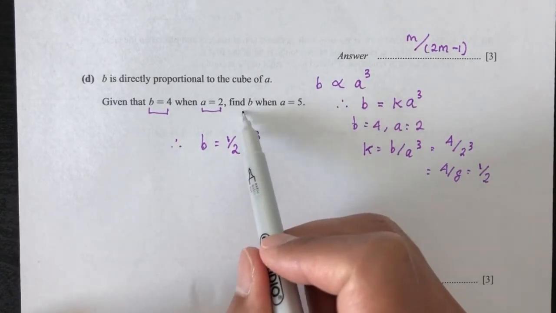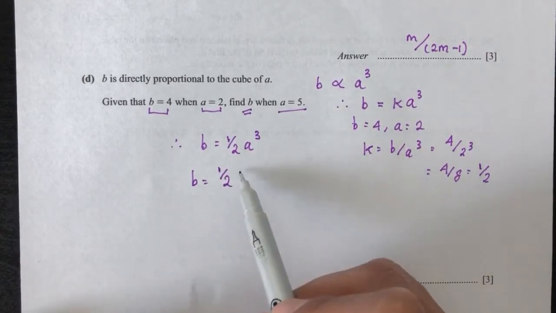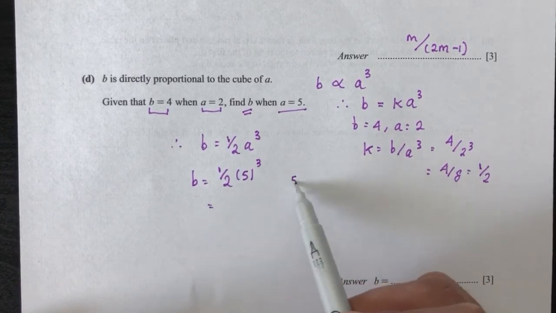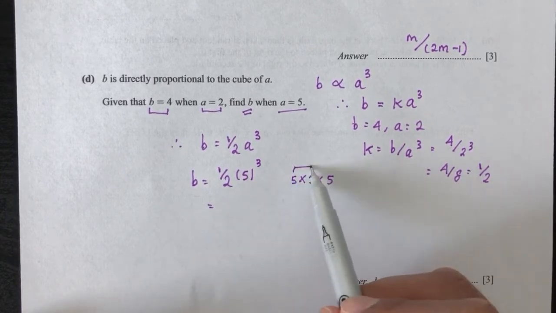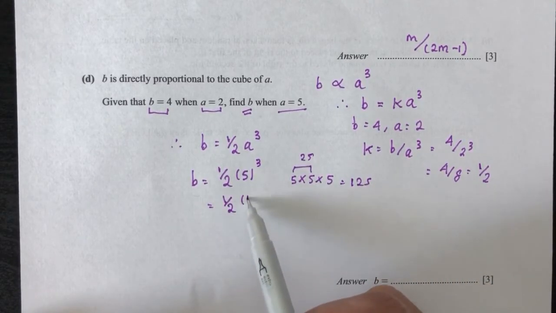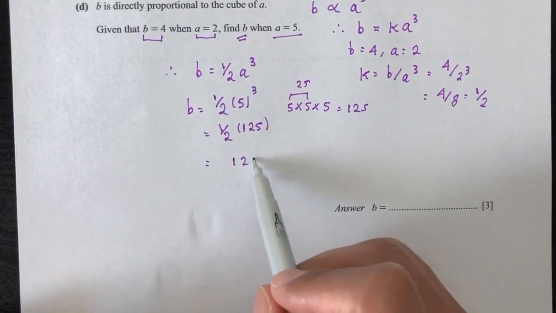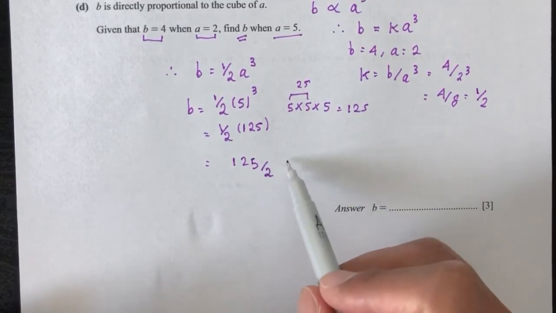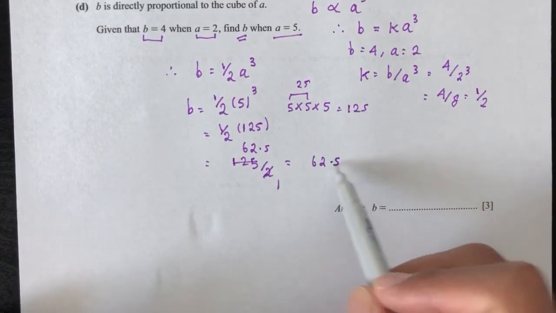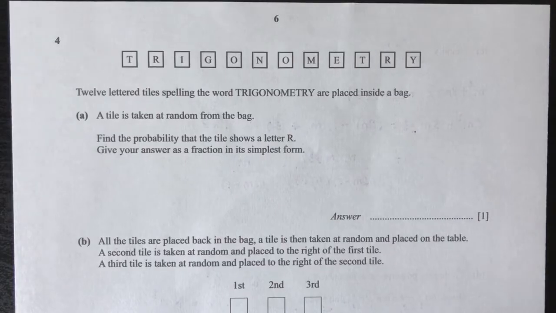Now main question is to find the value of b when a is equal to 5. So b is equal to what? When a equal to 5, 5 to the power of 3. So we know that 5 times 5 times 5, this is 25, times 5 will be 125. So half of 125. Your answer will be 125 divided by 2. You can simplify if you want to. 62.5 will be your answer for B. And that is question number 3. On to question number 4.